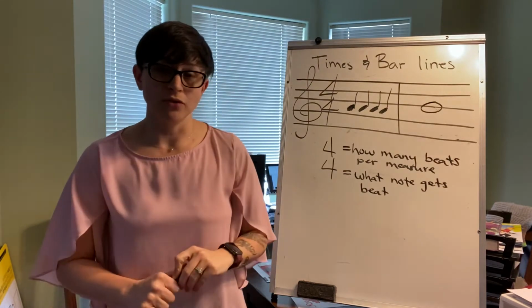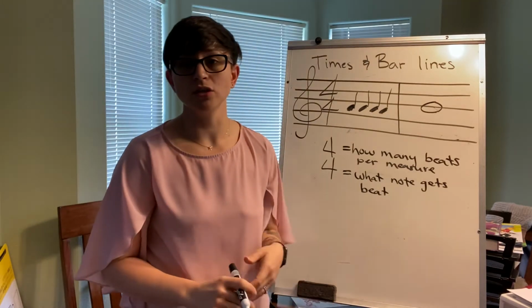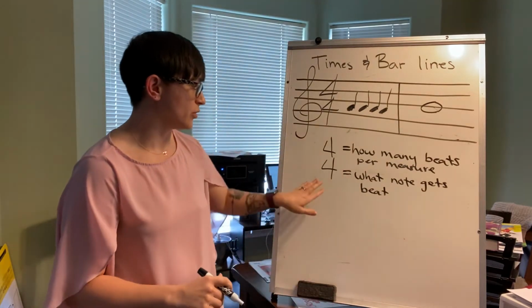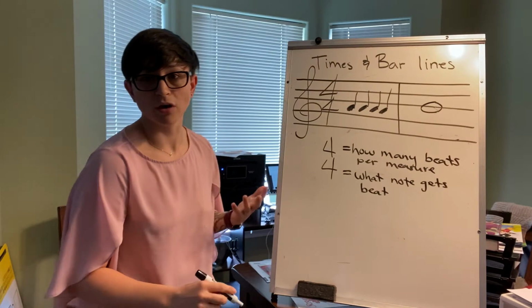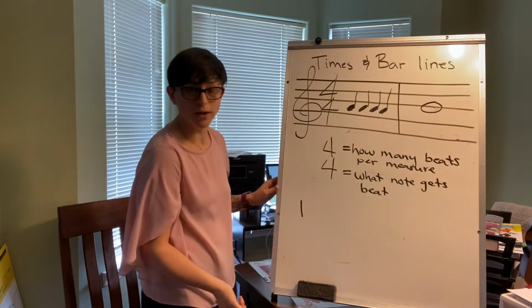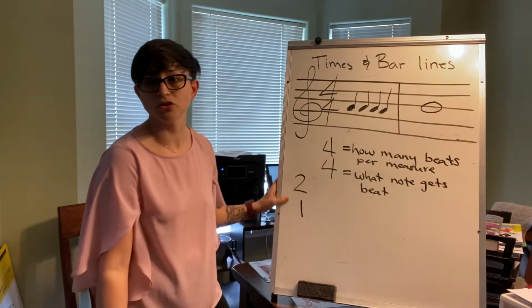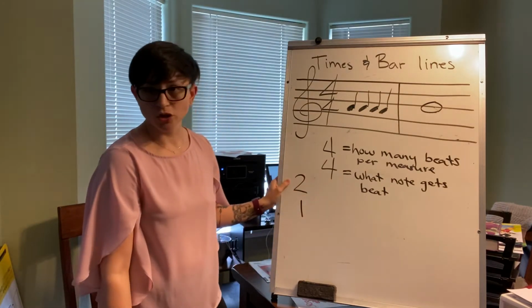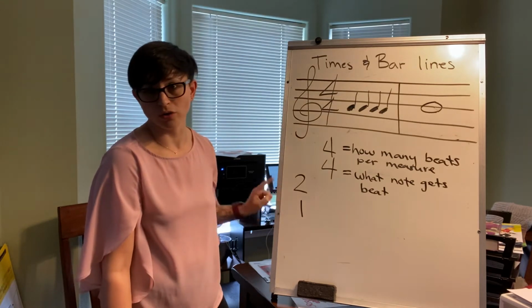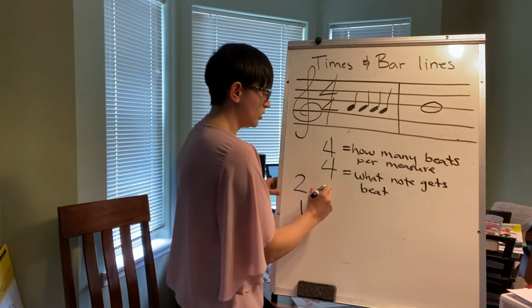To be successful in the rest of your assignment that you have for this week, you need to know what other bottom numbers there are, okay? So if you have a 1 on the bottom, say your time signature is 2/1, 2 beats in the measure, your whole note. In the 1, your whole note is what gets the beat, okay?